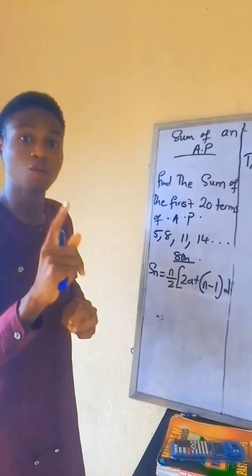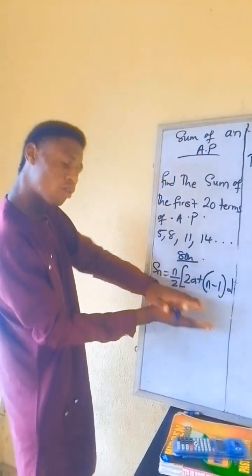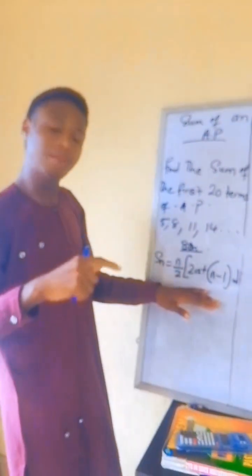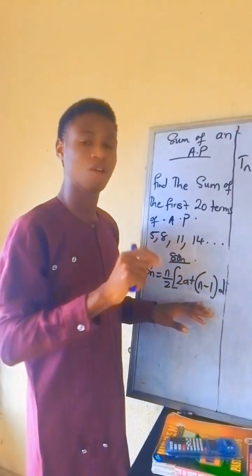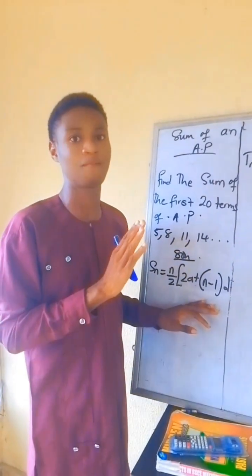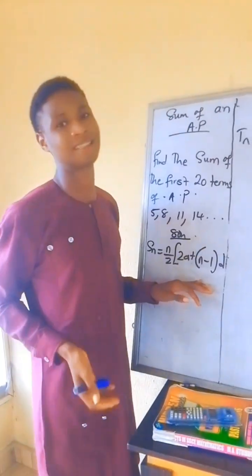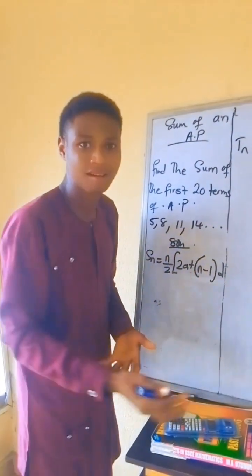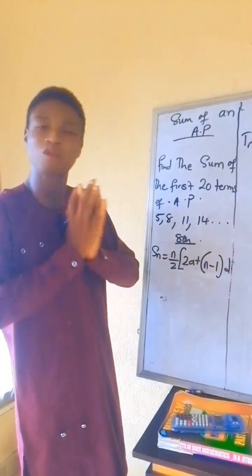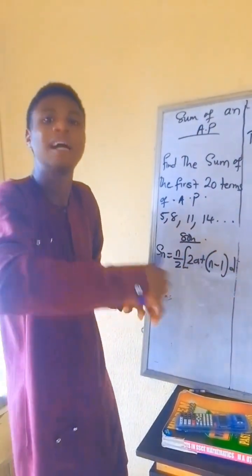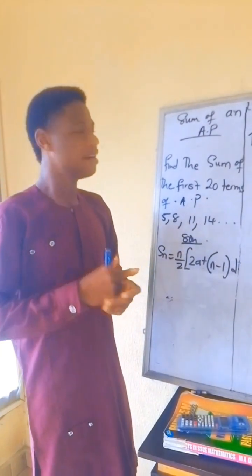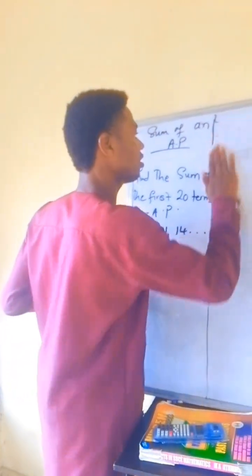One thing you must know is to follow the formula. One thing about mathematics: you must know the formula. Once you know this formula, my brothers and sisters, maths is a walkover. You don't have to start struggling again. Know the formula and know the basics. Now let's solve.